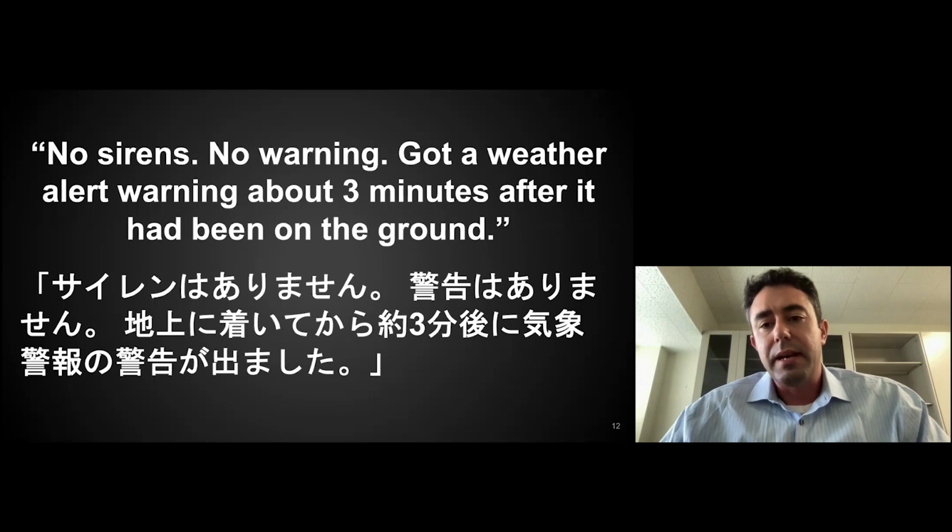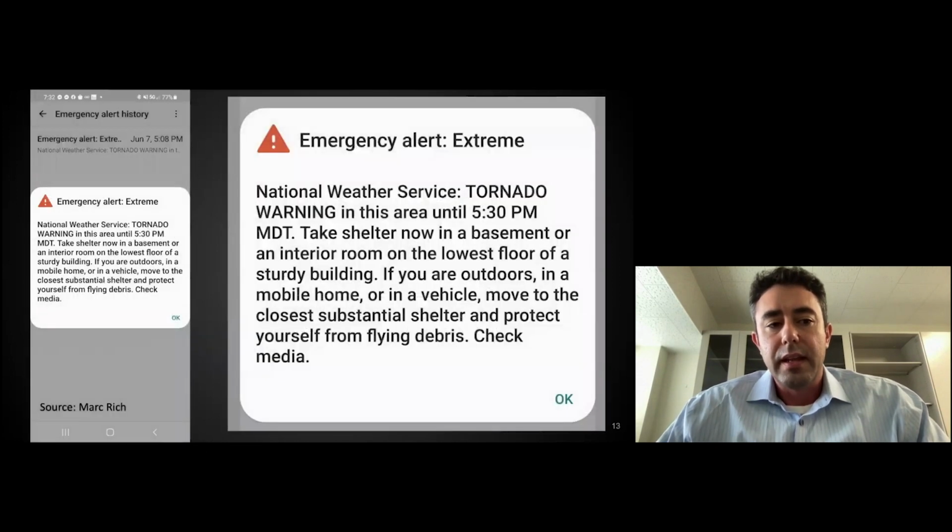So what she's talking about there is this warning. It's a mobile alert warning from the wireless emergency alert system. And it says this: National Weather Service, tornado warning in this area until 5:30 p.m. MDT. MDT stands for Mountain Daylight Time. Take shelter now in a basement or in an interior room on the lowest floor of a sturdy building. If you are outdoors, in a mobile home, or in a vehicle, move to the closest substantial shelter and protect yourself from flying debris. Check media.